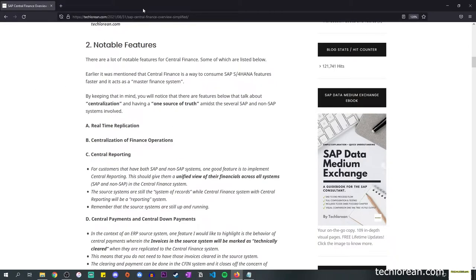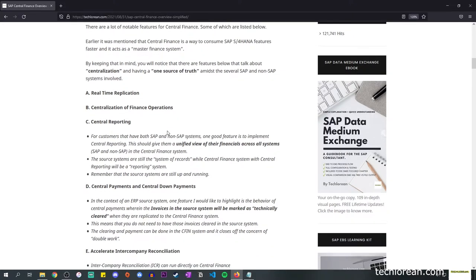Moving on to notable features. Again, there are a lot of features that are there for Central Finance, and I've listed some of them. Earlier, we also mentioned that it's a finance first solution, and I did refer to it as a master finance system. And if you were to keep that in mind, you'll notice that most of the features, or all of the features below, talk about centralization and having this one source of truth amidst all of the existing systems in your overall system architecture. First is real-time replication.